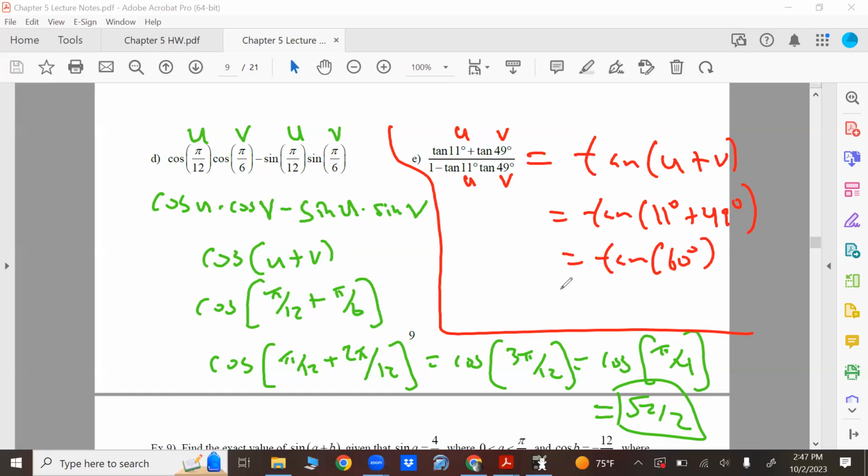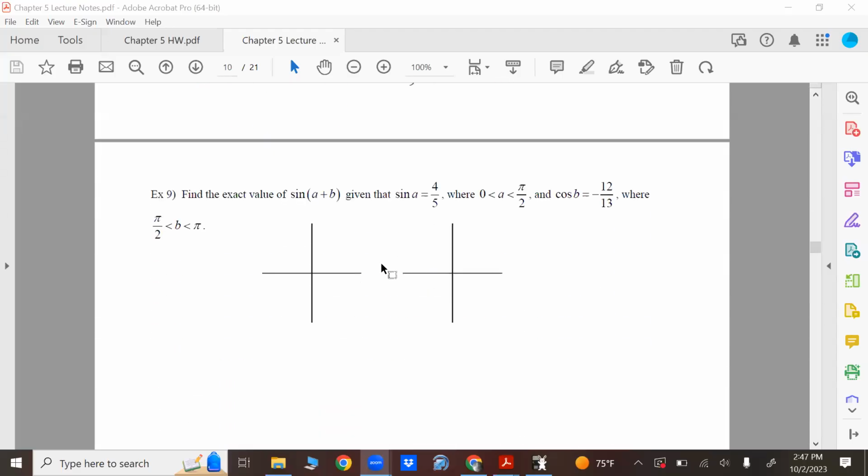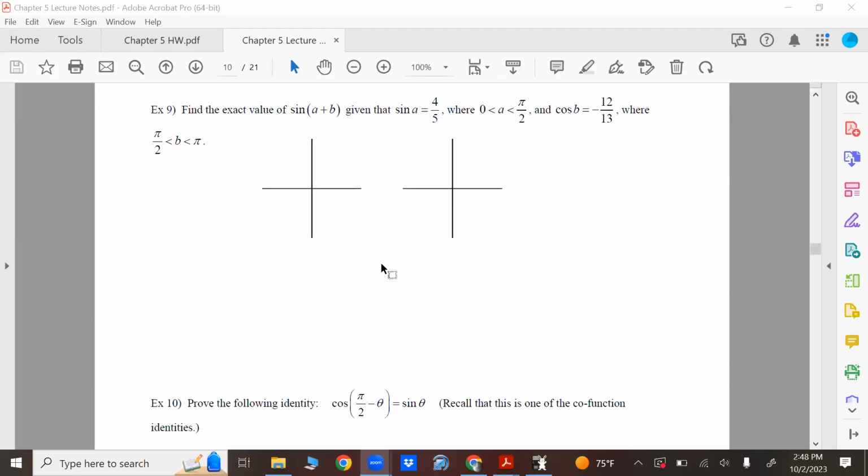Okay, guys, quiet down, please. So 60, that's root 3, I think. Yeah, root 3. Okay, questions? No, we're good. All right, let's keep moving. You guys are doing great. All right, you're practicing your water polo skills. Yeah, weird shoulder flexibility. All right, example 9, guys. Let's keep moving.